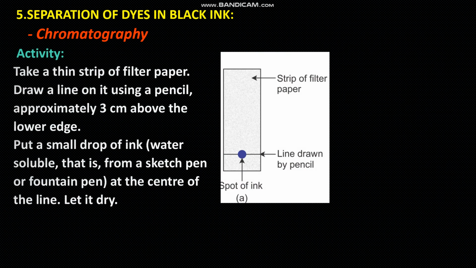So what do we have to do? We have to take a thin strip of filter paper. This is a thin strip of filter paper. Draw a line on it using a pencil approximately 3 cm above the lower edge. So from the lower edge, 3 cm above, we have drawn a line using a pencil.